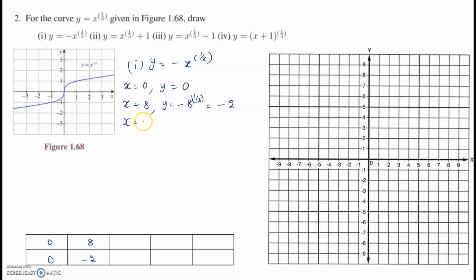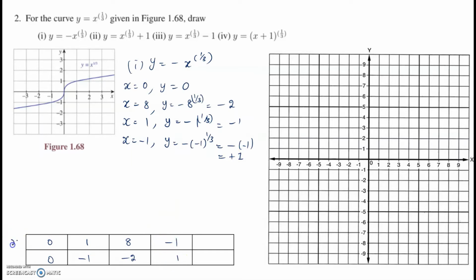Let's take x is equal to 1. Then y will be equal to minus 1 to the power 1 by 3, which is equal to minus 1. So let's first put 1 and minus 1, 8 and minus 2. Next, let's take x is equal to minus 1. Then y is equal to minus of minus 1 to the power 1/3, which is minus of minus 1, and that's equal to plus 1. So when x is minus 1, y is 1.